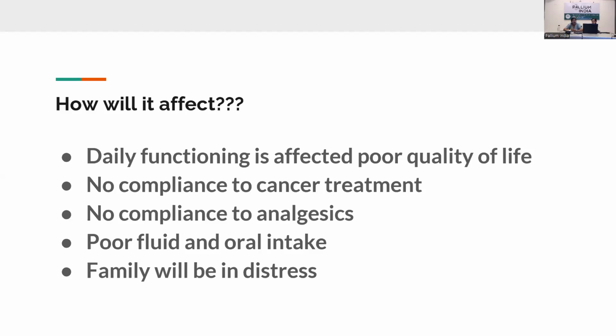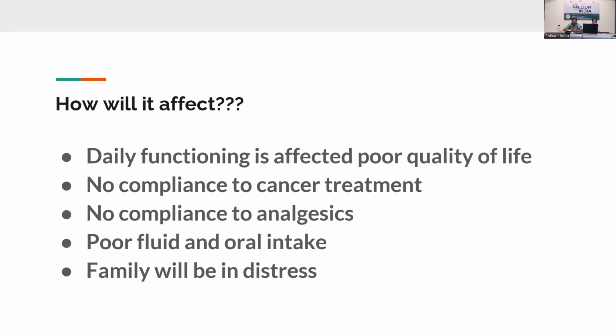Now, how will it affect our patient? Think about a patient who is having vomiting continuously, 24/7, in a week, lasting for months. Is it a good thing? No, definitely not. It will affect the quality of their life. They'll not be able to take food. They'll not be able to go out. They'll be sick. They'll have a lot of tiredness. They'll not be able to take any kind of fluids or water, and all those problems will come. It will affect the daily functioning.